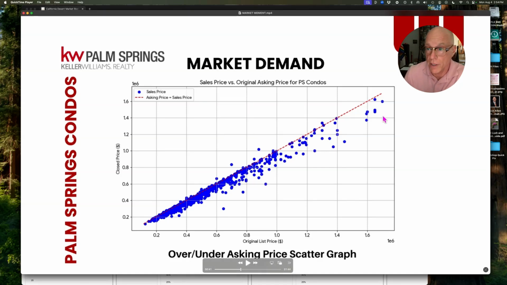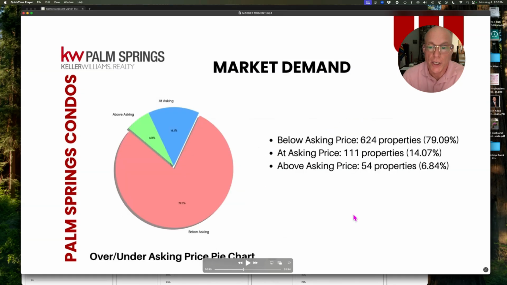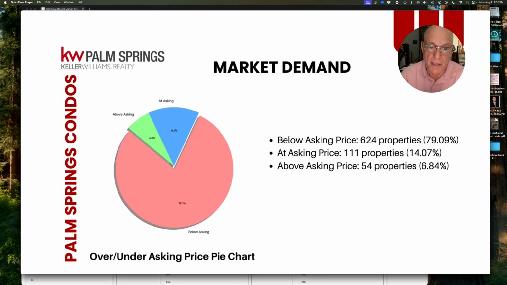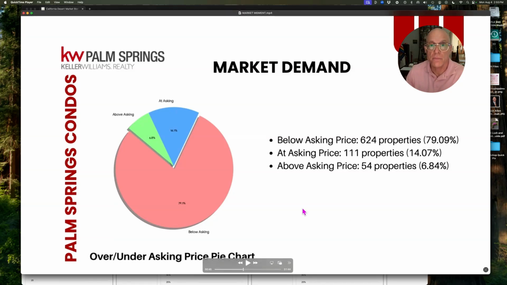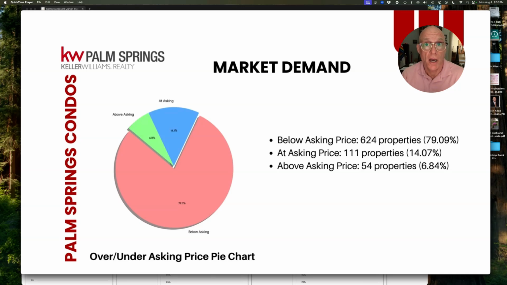Let me walk you through this. The red line represents the asking price of a property. The blue dot above or below or on the line indicates where that property sold in relationship to its asking price. For condos, 79% sold under ask, 14% sold at asking, and almost 7% sold above asking. To me, that gives you a much better picture of where properties are landing in the marketplace.